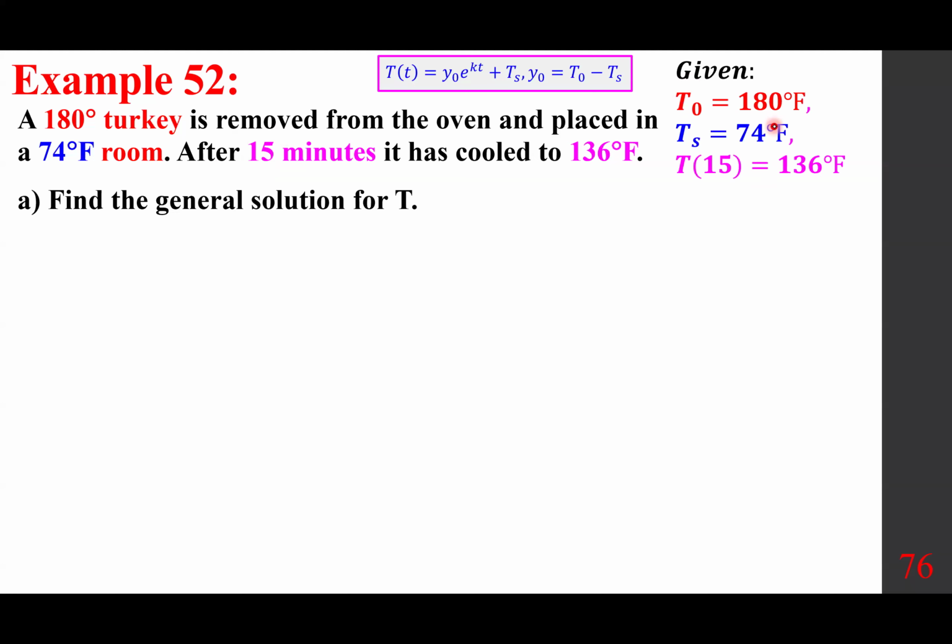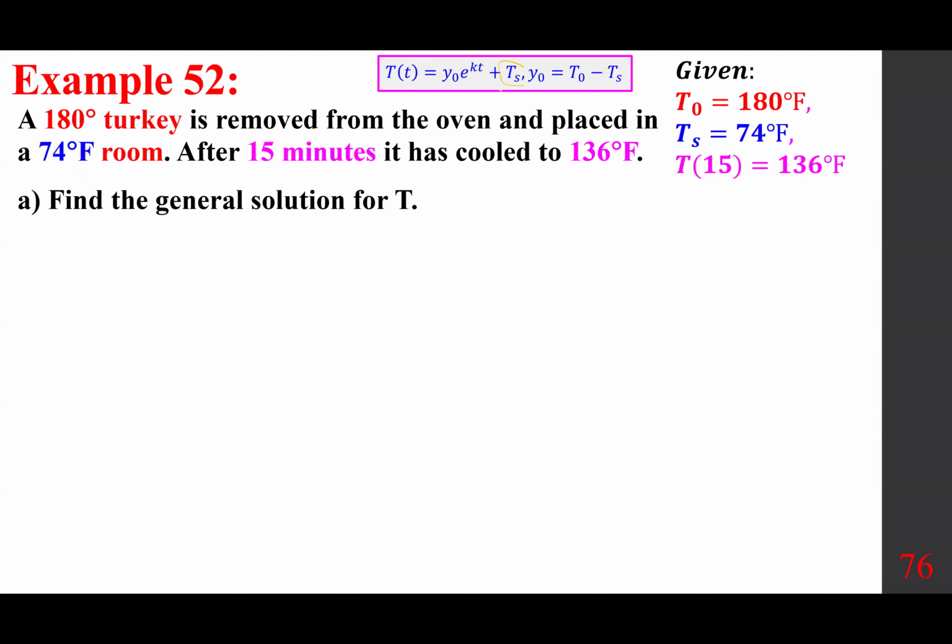So one more time. The initial value, T of 0 or T sub 0, is 180 degrees Fahrenheit. The room temperature, the surrounding temperature, 74 degrees. After 15 minutes, T of 15 is 136 degrees Fahrenheit. Find the general solution. Well, we want to find this one. To find the solution, you need to find y sub 0, you need to find k, and you need to find T sub s. So I want to make sure we understand what we need to find.